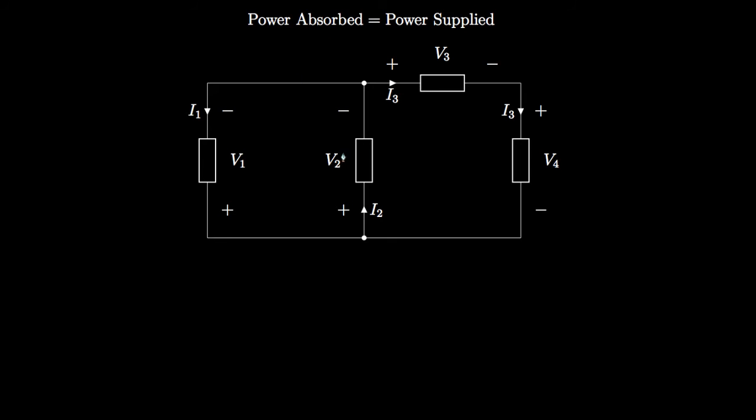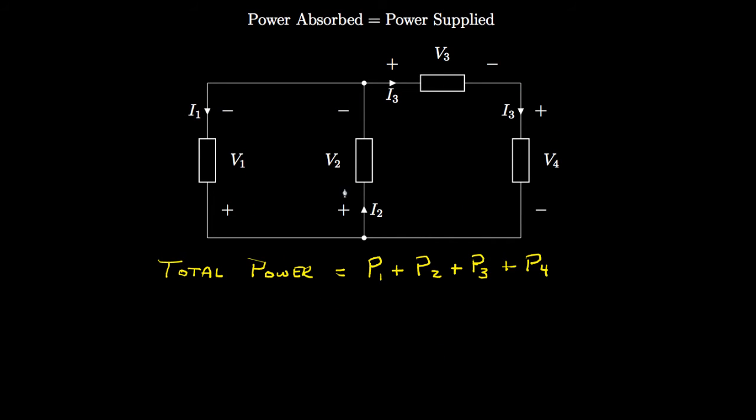Let's illustrate this with this simple example. If we wanted to compute the total power in this circuit, we would do this as the sum of the power. There are 4 elements in the circuit. Let's call this element 1, element 2, element 3, and element 4. So this would be the power in element 1 plus the power in element 2 plus the power in element 3 plus the power in element 4.